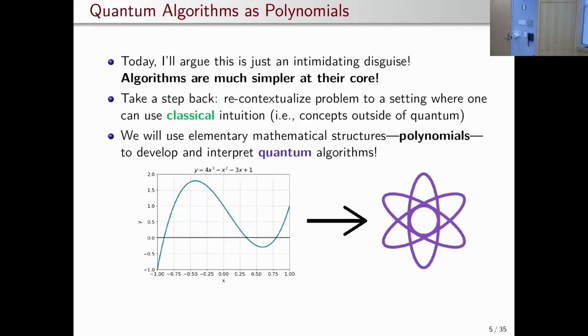So just these polynomials that we have a lot of experience with, that have classically been studied for hundreds of years, we can use them and all their well-known properties to design these algorithms.